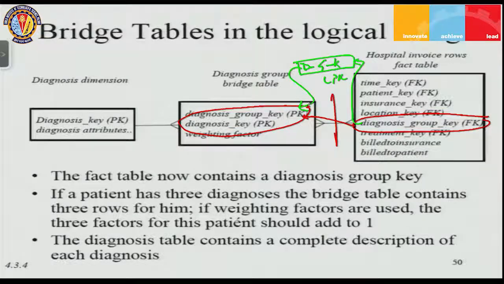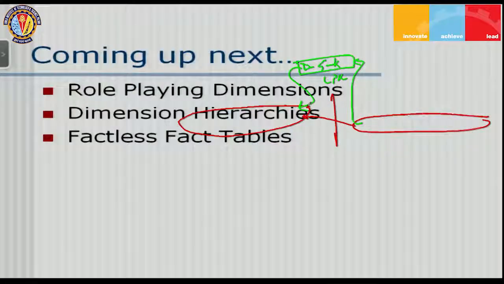So with this I end today's lecture on multi-value dimensions. In the next lecture, I'm going to talk about role-playing dimensions, where a particular dimension like the time dimension, which is common, appears many times in the star schema. How do we handle that situation? The next lecture is on that, and then I'll talk about hierarchies and factless fact tables. Thank you.